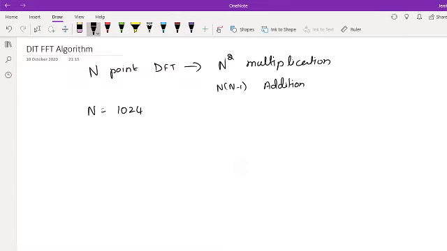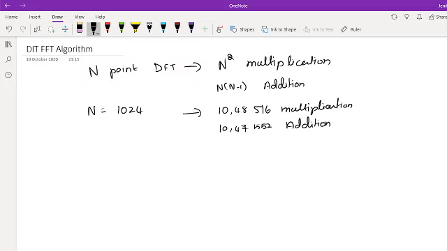In the direct computation, we are going to perform N square multiplications. That is, we will get 10,48,576 multiplications and 10,47,552 additions. That is around 10 power 8 multiplications and an equal number of additions, which result in computational burden. Further, such a huge number of mathematical operations limit the bandwidth of the digital signal processor.